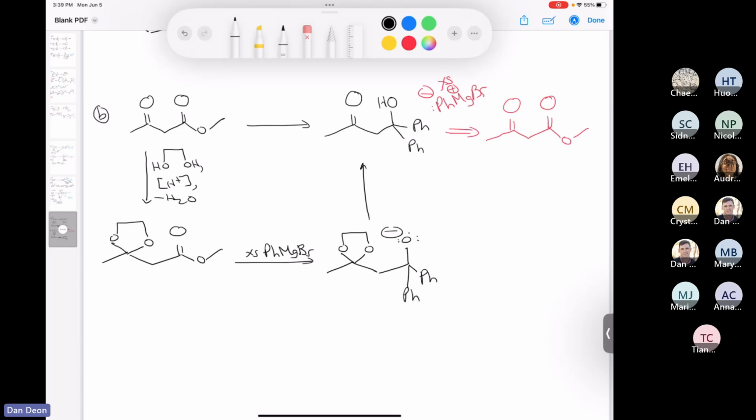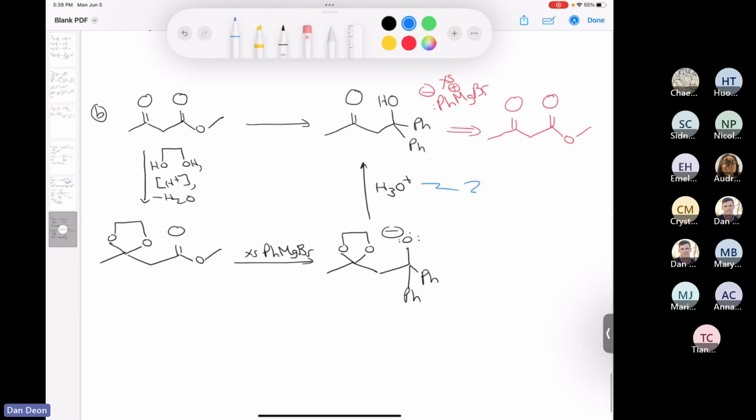And so the last step is just going to be to treat it with H3O+, but this is going to do 2 steps at once. It's going to do the protonation to put the proton on here, but it's also going to remove the acetal to restore the ketone. So there you go.